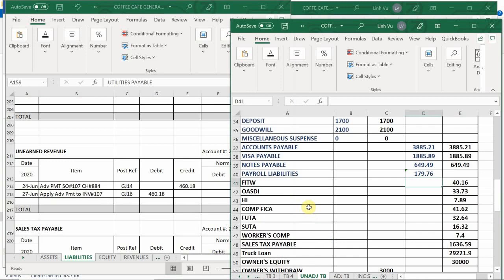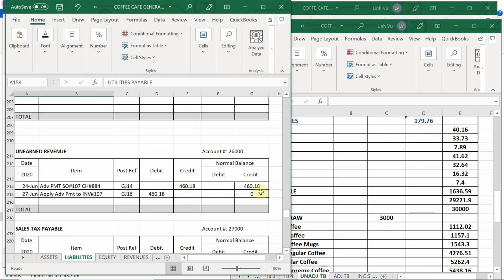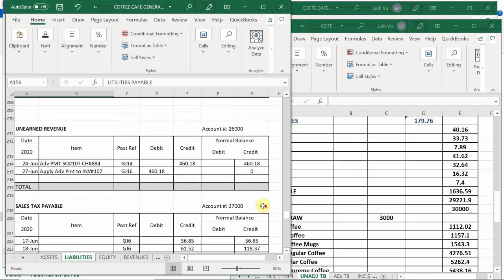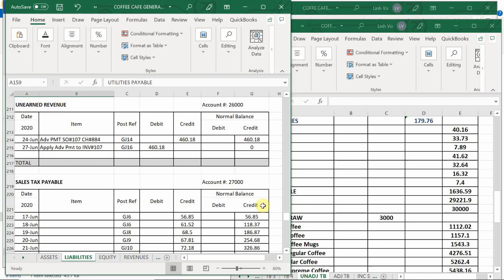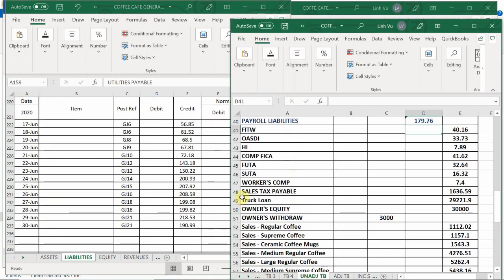It is from the 30th. Yeah, we have to add that. But is there any account balance in my unearned revenue? Nope. So in this case, if I add it, it won't make a difference. Okay. So then the next one is going to be sales tax payable. Yes, we should, 100%. We have sales tax payable.